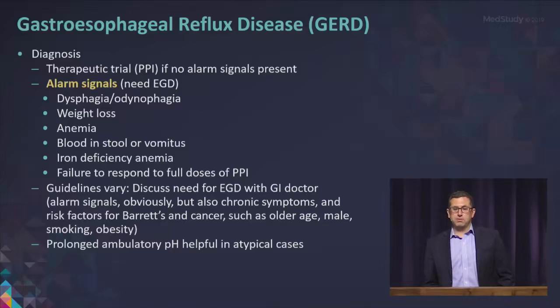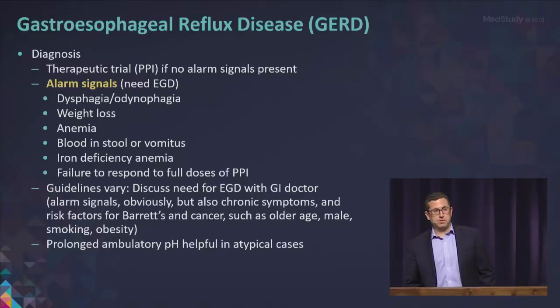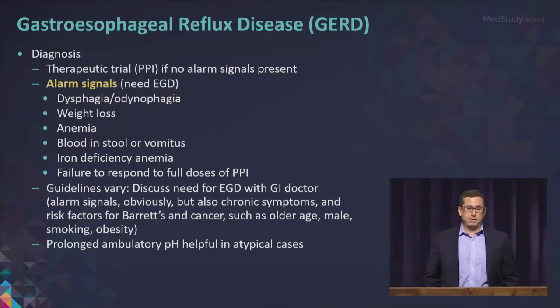So diagnosis of GERD, a lot of times you just put the patient on an anti-acid medicine such as PPI, particularly if there are no alarm symptoms, and see if they get better. However, if they have alarm symptoms, so we all know these, right? Dysphagia, odynophagia, weight loss, anemia, blood in vomitus, iron deficiency anemia, or even failure to respond to a PPI, then you're probably going to send the patient for an EGD.